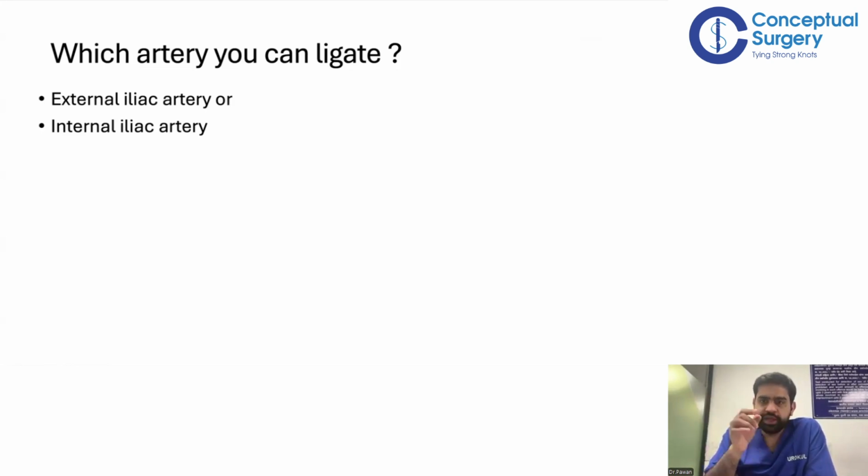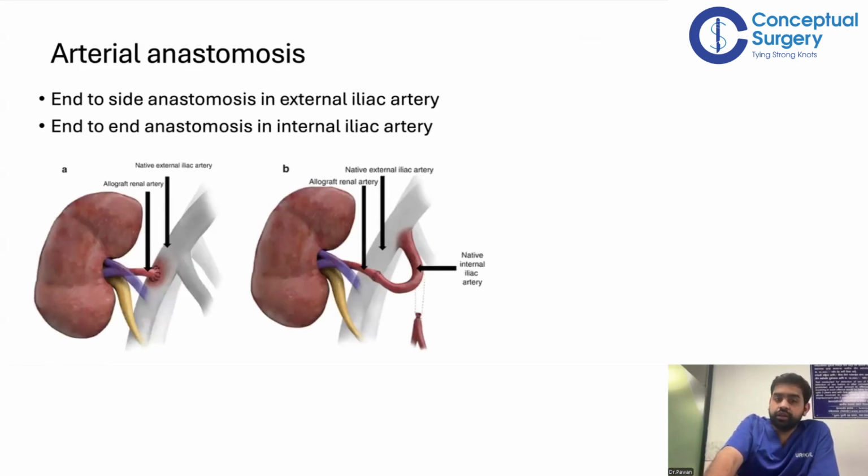So it's logical that if we use the internal iliac artery for the kidney transplant, we attach the renal artery to it end to end. So in the internal iliac artery, we do end to end anastomosis. In the external iliac artery, what you do is end to side anastomosis. Are you understanding my point? In the external iliac artery, you join the end of the renal artery to the side of the external iliac artery.